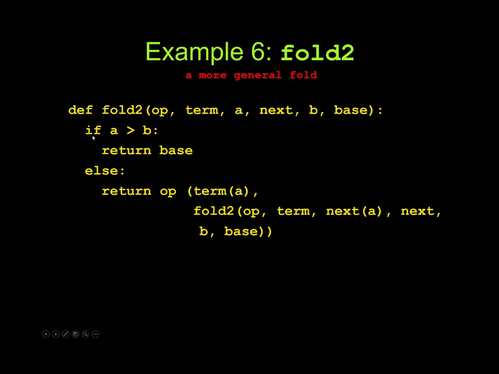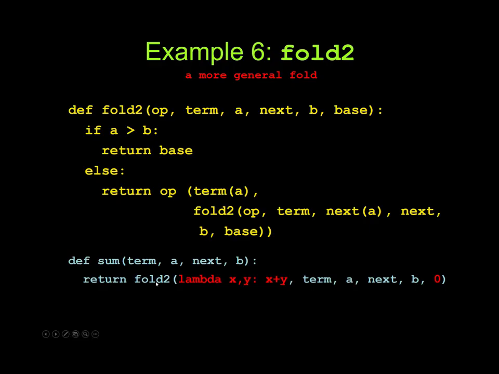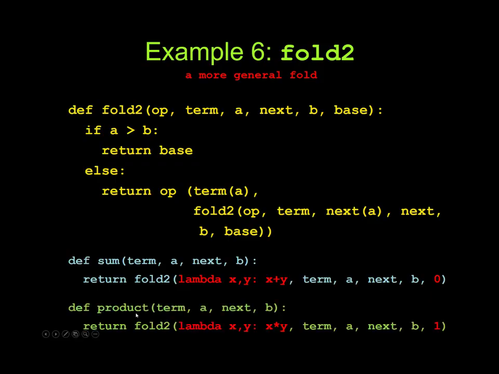So we can take out the difference in the base case and the difference in the operator. Now we have for 2. If a greater than b, return the base. Otherwise, return the operation on term a and the for 2 of the rest of the terms. Then sum expressed in for 2 will look like this. Return for 2 lambda x comma y colon x plus y. So this is the operation, the addition operation. The term is the same, the a is the same, the next is the same, the b is the same, and the base is 0. Whereas for product to be expressed in for 2, the operation is lambda x y, x times y, and the term is the same, a is the same, next is the same, b is the same, and the base is 1.